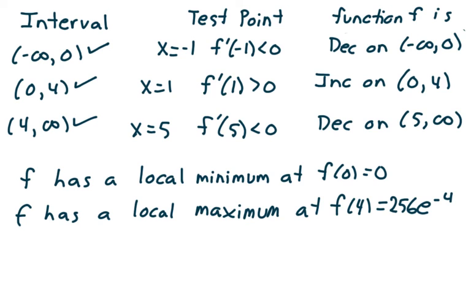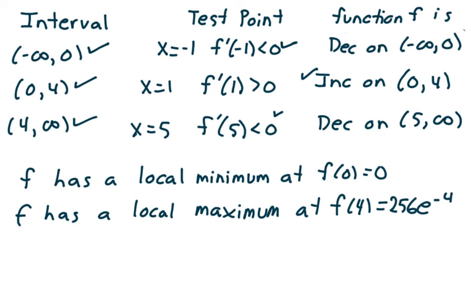So I come over here. f prime of -1 is negative. Again, let's make sure we understand: I'm plugging those test points in the first derivative. Since f prime of -1 is negative, what that tells me is f is decreasing on the interval from negative infinity to 0. When I plug x equals 1 in the first derivative, f prime of 1 is positive, and so f is increasing on the interval 0 to 4. And when I plug in x equals 5, f prime of 5 is negative, and so f is decreasing on the interval from 4 to infinity.